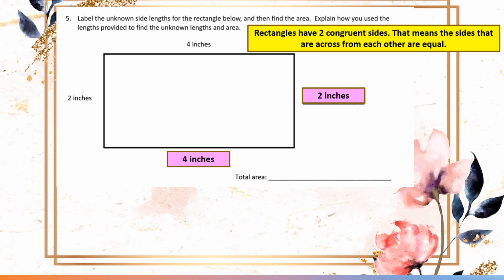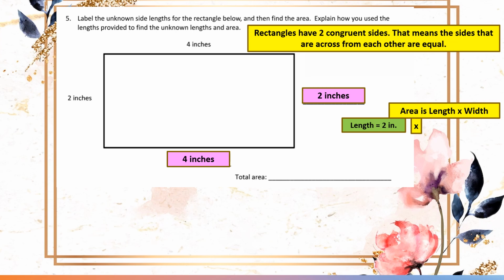Now we can go ahead and solve for area. Again, the area formula is length times width. So we know that our length is 2 inches and our width is 4 inches. So that means our equation would be 2 times 4. And what is 2 times 4? Well, if you said 8, you'd be absolutely correct. So that means that our total area is 8 inches.